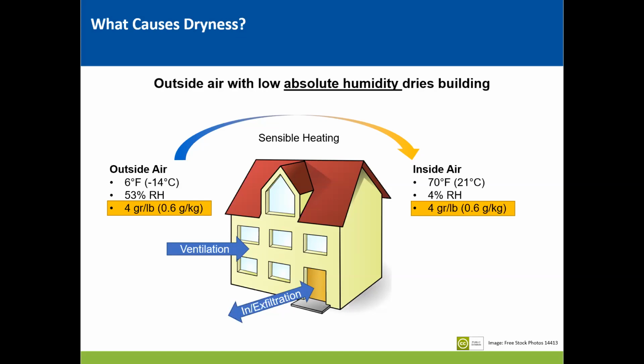Of course, to summarize this, the real problem that we're dealing with here is that when we have outside air with low absolute humidity and we bring that inside our buildings, we're going to have a drying effect. And in practical terms, what that means is really anytime the air temperature drops below 10 to 12 degrees centigrade, bringing in that outside air, we're going to have a significant drying effect on the building.